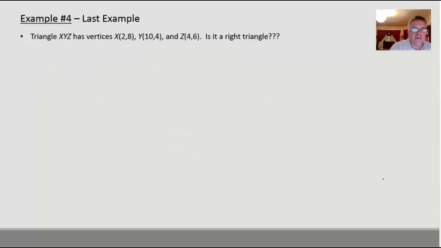Okay, one more example. So we have a triangle XYZ. Is it a right triangle? I have no idea, so let's find out. Let's find the slope between each pair of vertices. Between X and Y, that's one side, XY. Another side will be X and Z. And the last side will be Y and Z.